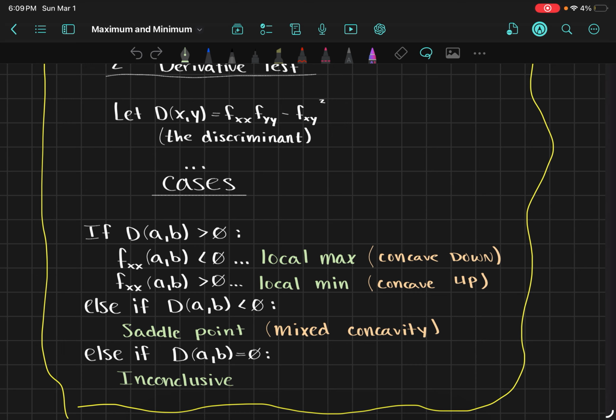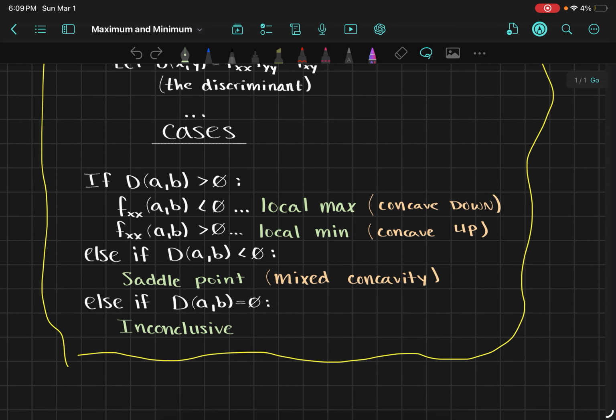If the second partial in x is less than 0, then it's a local maximum, and we can intuitively understand why when we look at the calculus 3 or calculus 1 picture. Whenever we have a polynomial that's negative, it's facing downward, meaning it's concave down, meaning it's a maximum. And conversely, it's the same concept. If our second partial in x is greater than 0, then it's a local minimum, meaning it's concave up. Like we established in calculus 1, that's going to be a local minimum.